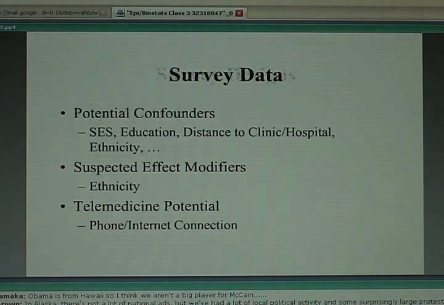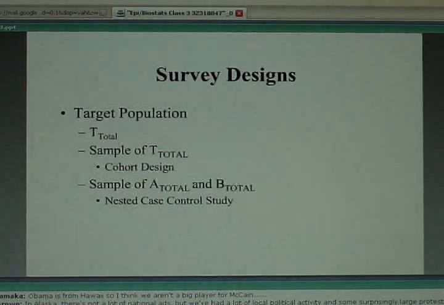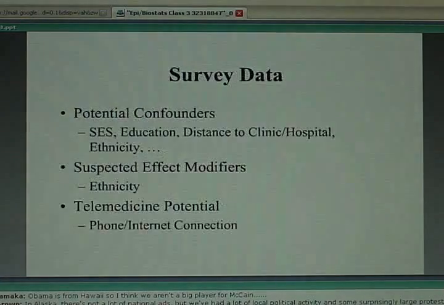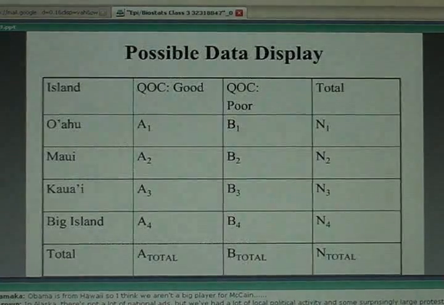Let's just focus on the island of Oahu and the Big Island of Hawaii. You have a certain number of people in your claims data set who are diabetics living on Oahu, and a certain number of diabetics living on the Big Island. From the claims data set, you're going to be able to tell me whether those people had good quality of care or bad quality of care, once you decide how you're measuring quality of care. Now the question is, who do you send the survey to?